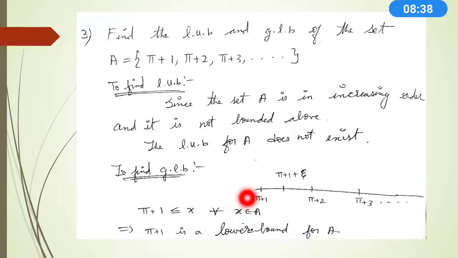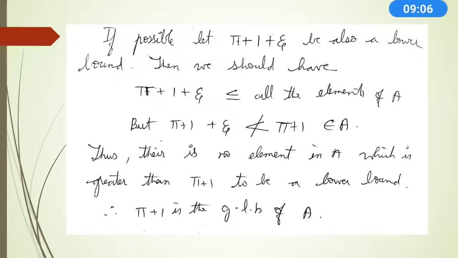Okay, so let me take an element between pi plus 1 and pi plus 2. Let it be pi plus 1 plus epsilon. So we know that from the set, pi plus 1 is the least of all the elements. So pi plus 1 will be less than or equal to x. That is the lower bound for my given set A. Now let me take pi plus 1 plus epsilon to be the lower bound.